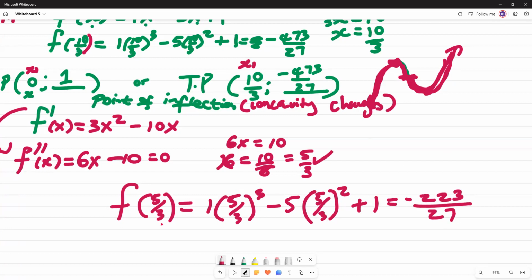Why? So this is your input, that is your output. So your point of inflection is 5/3 coordinate minus 223/27.